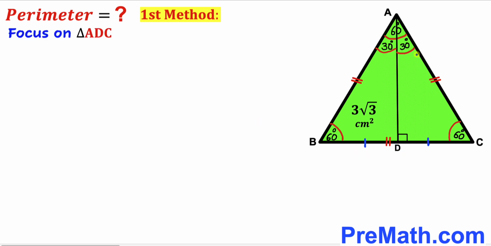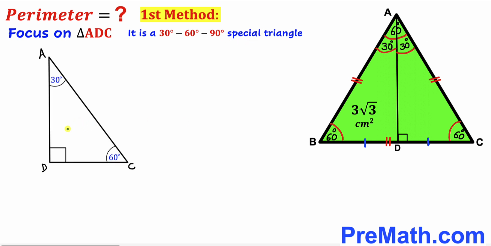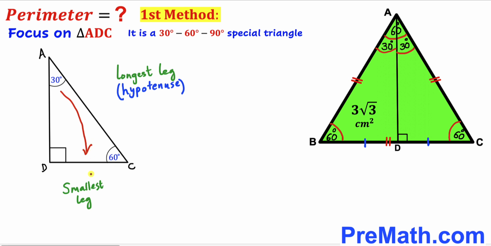And now let's focus on this triangle ADC. And we can see this is our special 30, 60, 90 degrees triangle. And here I have copied down this 30, 60, 90 special triangle over here. And here we can see 30 degrees is our smallest angle, whereas this 90 degrees is our largest angle. So no wonder the side opposite to this smallest angle is going to be our smallest leg. And the side opposite to this largest angle is going to be our longest leg. And this longest leg is also called the hypotenuse.